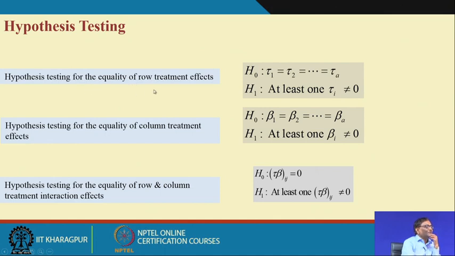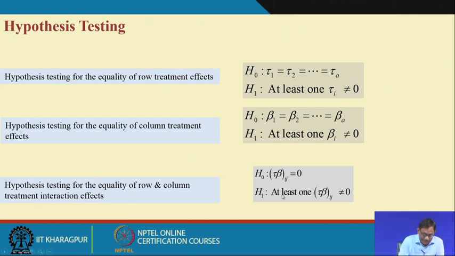Hypothesis testing for equality of row treatment effects, that means all treatments are equal, versus at least one treatment differs. You write down tau i equal to 0, which is basically mu 1 equal to mu 2 up to mu a. Similarly, beta j equal to 0, versus at least one of the beta j not equal to 0. So, I am writing this carefully.